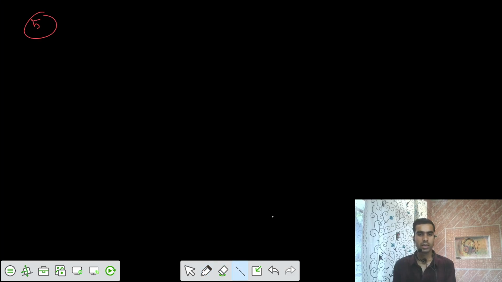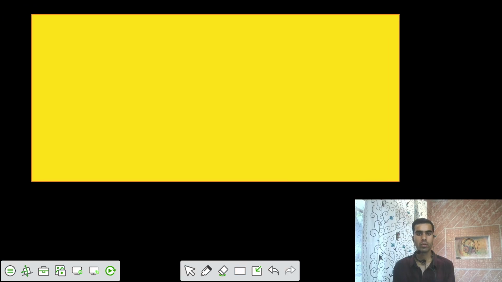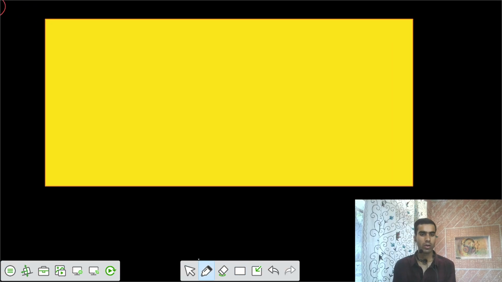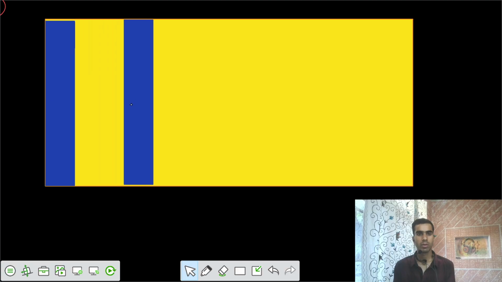So it's given that we have a T-beam floor. So this is our floor, and we have beams also placed there. One beam is here, one more beam is here. Let's drag it. So one more beam is here. 1, 2, 3, 4, 5.